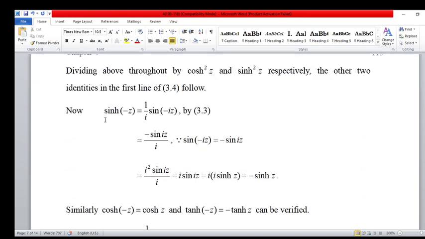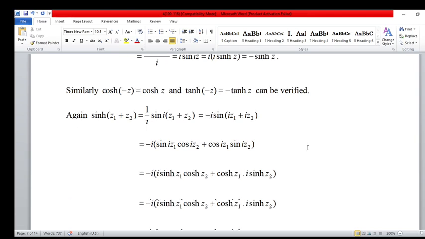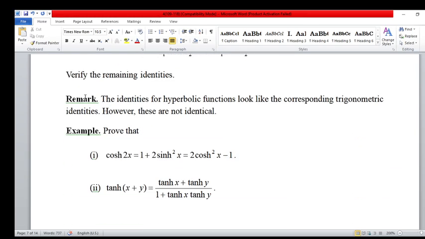Now sin minus theta, that is sin minus z, is equal to 1 upon i. This is the hyperbolic function, so convert it into the complex function. After conversion we finally obtain sin hyperbolic minus z is equal to minus sin iz. After solving, this is minus sin hyperbolic z, which means sin hyperbolic minus theta is equal to minus sin hyperbolic theta. And similarly for cos, this is the remark.